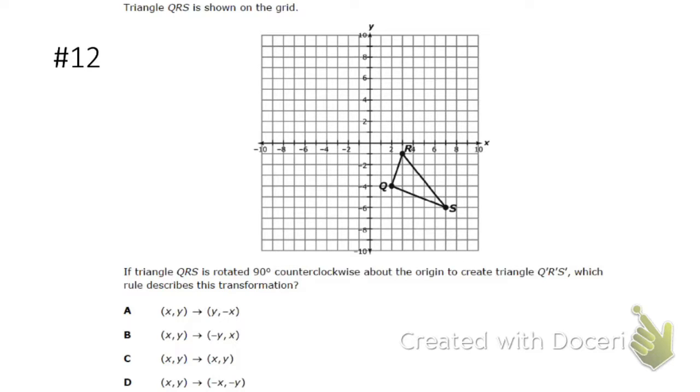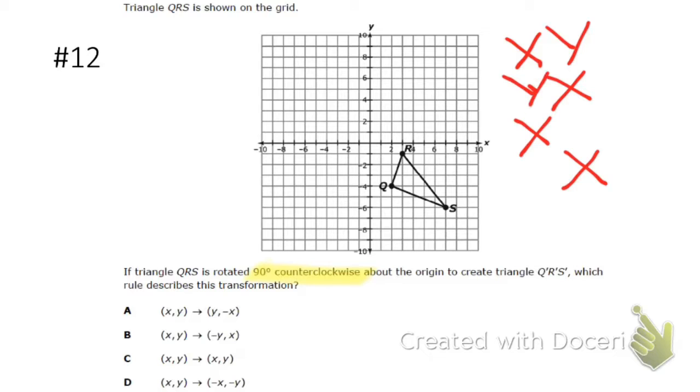Next problem, number 12. This problem says the triangle is rotated 90 degrees counterclockwise about the origin to create triangle Q prime, R prime, S prime. The way this works is you're going to first of all remember your rules. X, X, X, X. This is rotation. Then Y, Y, Y, Y. We're going to remember that it's going to be right, left, right, left.